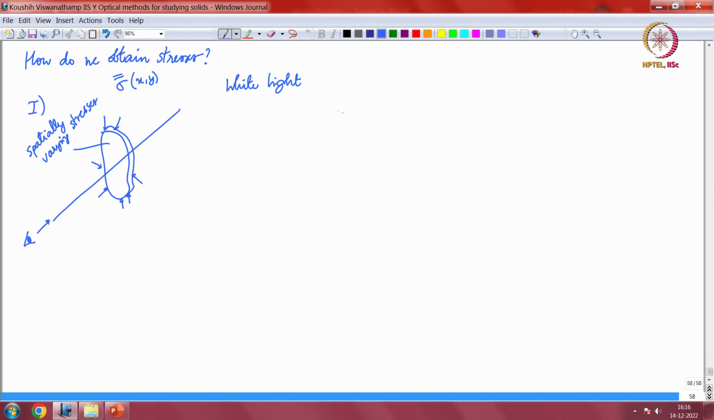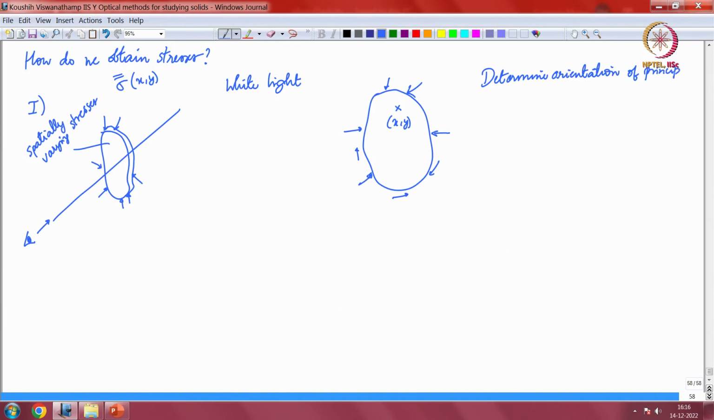So, I will draw along z, say my object looks like this, it is 2 dimensional, it has these various loads applied to it, whatever, it is in equilibrium. So, there are stresses inside and there is some point x comma y. The first step is to determine the orientation of the principal stress directions. Okay, that is the first step.